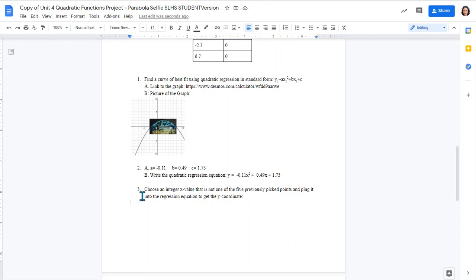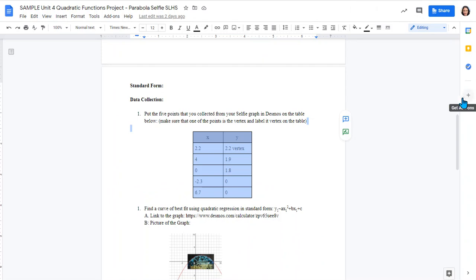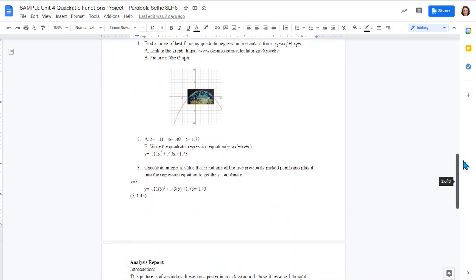And lastly, it says choose an integer x value that's not one of your 5 previously picked points, plug it into the equation to get the y coordinate. So my parabola goes between about -2 to 6, so I want to choose a number in between there. And I think I did one already on my sample. Let's see what I chose before. I chose 5, so that's what I'm going to do. I'm going to plug in 5.